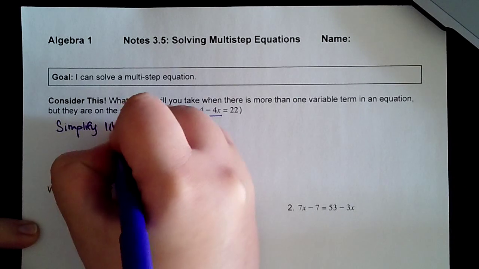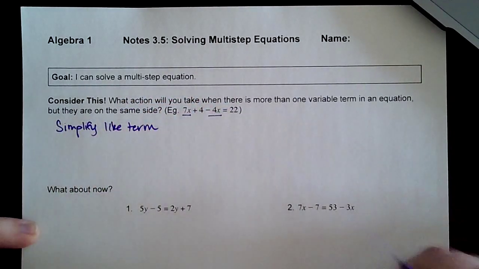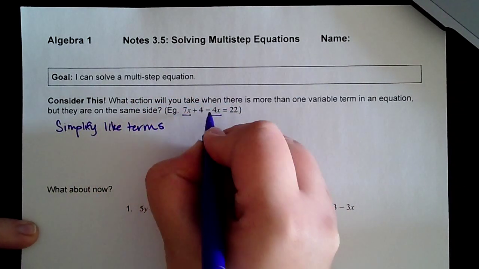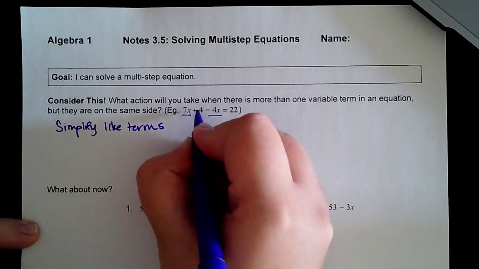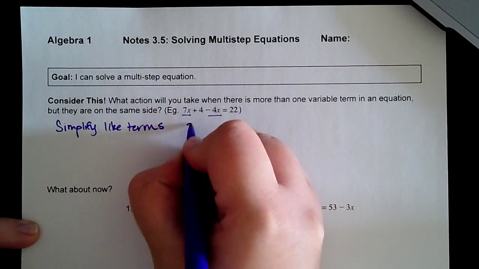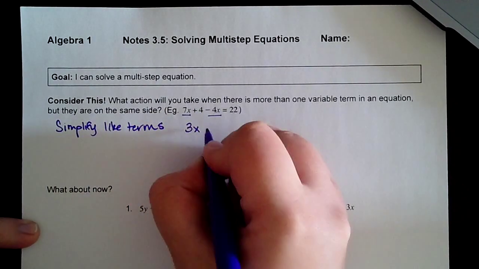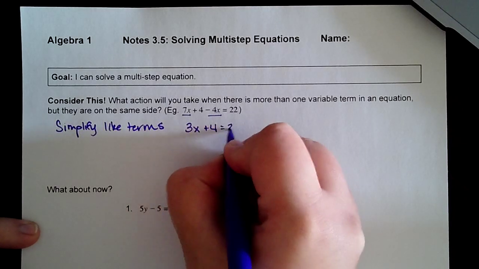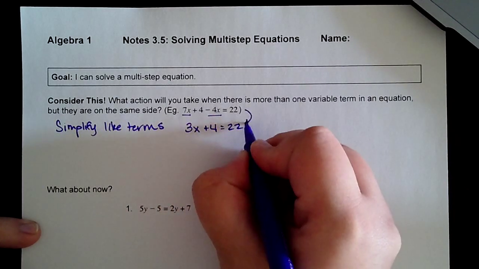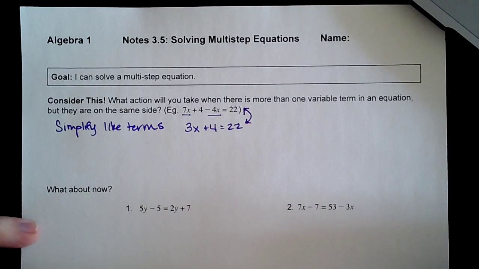And what does that look like? Well, let's use this example. 7x minus 4x, if we ignore that term in the middle, is the same thing as 3x plus 4 equals 22. These are technically the same. They're interchangeable, except this one is the simplified version. It's shorter, it's more concise, and it's easier to look at.